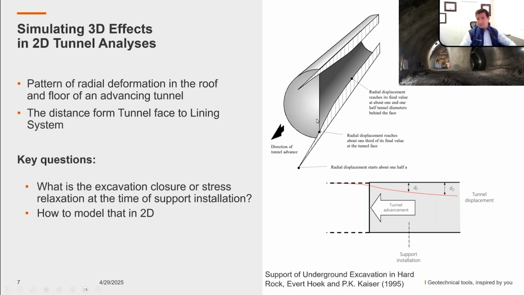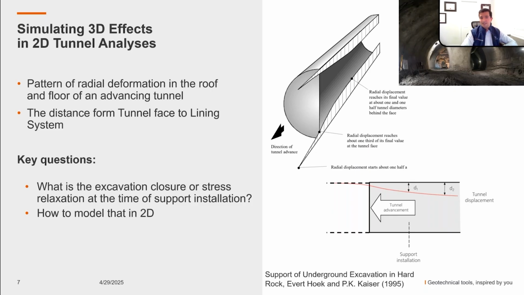If this is the same thing in cross-section, this is your tunnel advancement. This is the face of excavation. This is the tunnel displacement behind it. These are the excavated areas. And at some distance from the tunnel face, you will have the supports coming in. The distance between the tunnel face and the support system, the lining system, is where you might have different issues with displacement and stability.